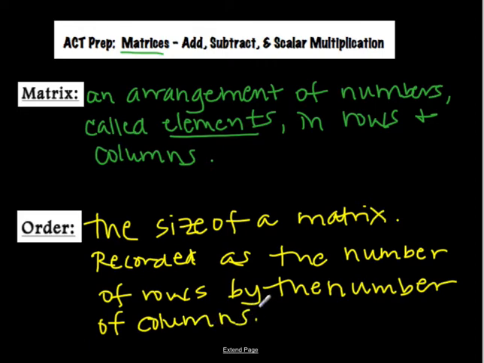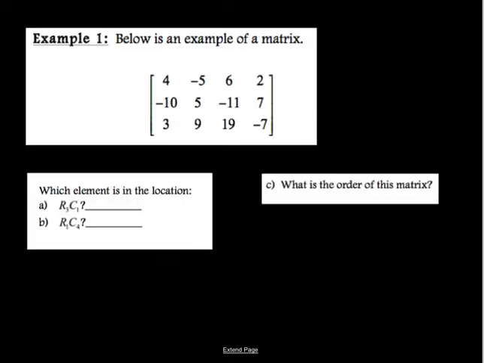So in example 1, we'll look at these two things. Below is an example of a matrix. When we talk about it, my rows are going this direction. So this is row 1, row 2, row 3. Going horizontally, those are always my rows. Then my columns are vertical. So this is column 1, column 2, column 3, and column 4. And each one of these numbers is an element.